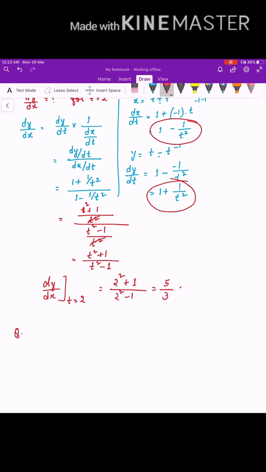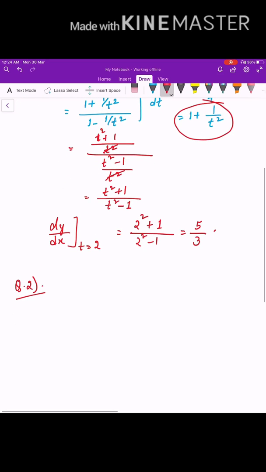Second question, which was given at the end of the last video. The question was, if x to the power y is equal to e to the power x minus y, find dy by dx. And you were given 4 options as well.